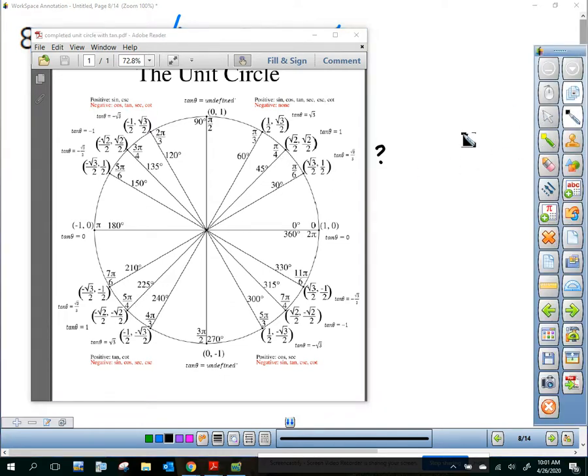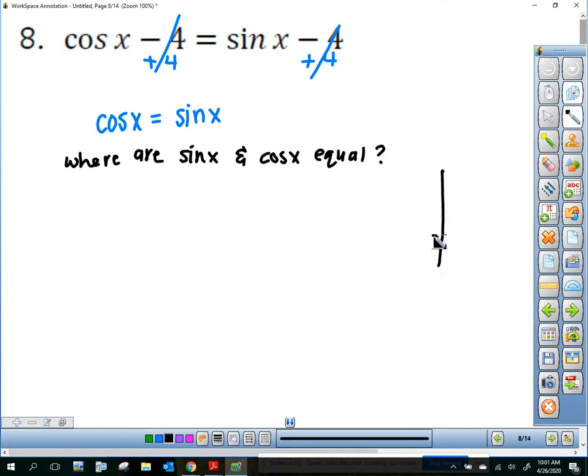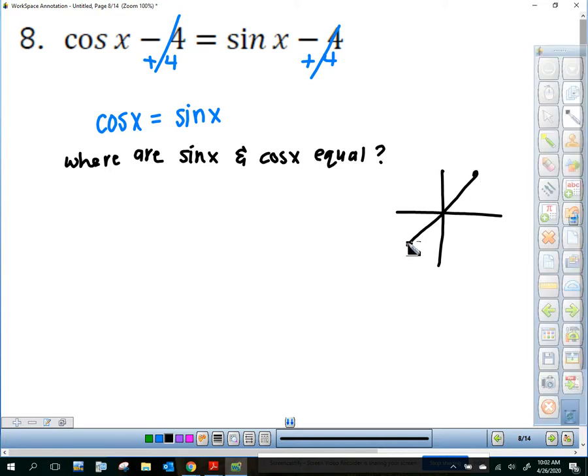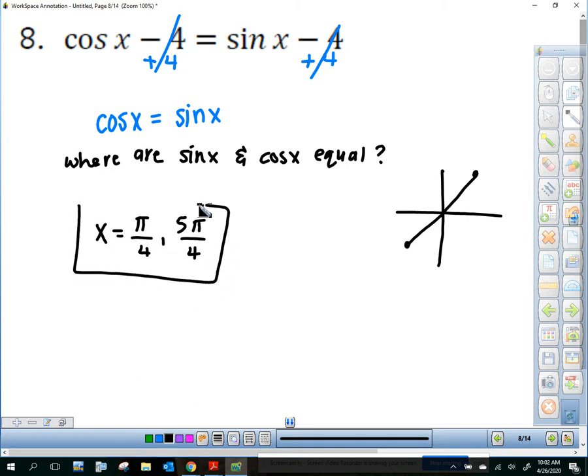And if you need to sketch it out on your work, if you want to show that, you can. But these are the 2 locations where the cosine and the sine, the x and the y, are identical. So your answer is pi fourths and 5 pi fourths. Excuse me.